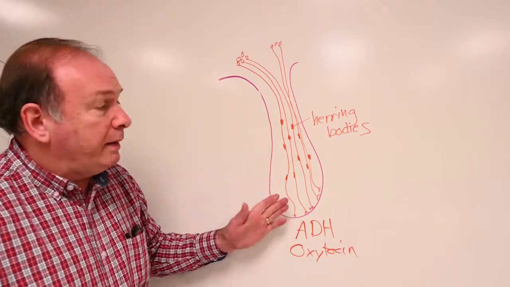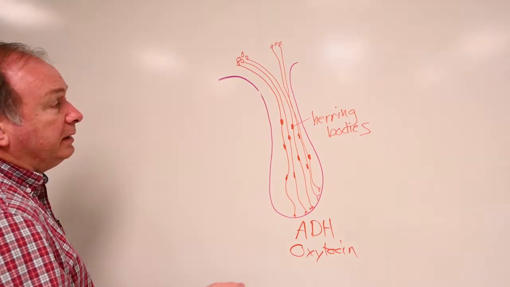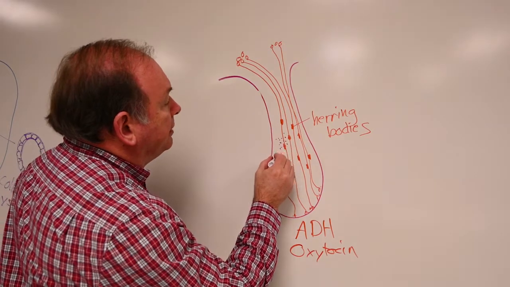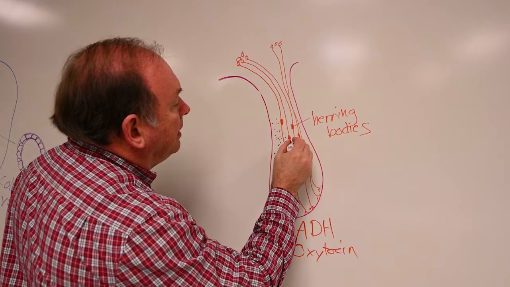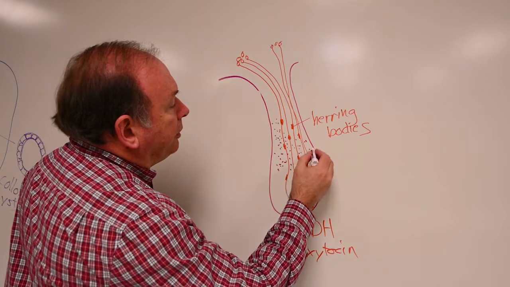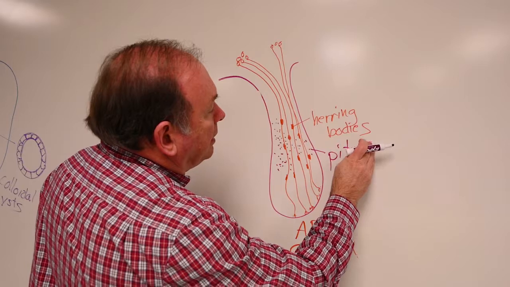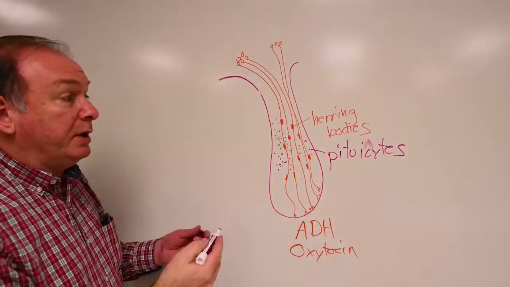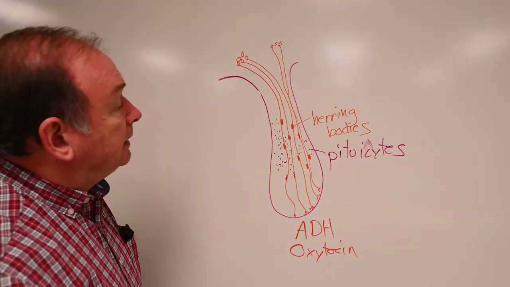There is a blood supply. There will be capillaries in there. And there's another cell type in there. It's very abundant. Small cell is considered a neuroglial cell. They're all through here, and these are called pituicytes. Pituicytes, they're just pituitary cells, pituitary cells in there as well.